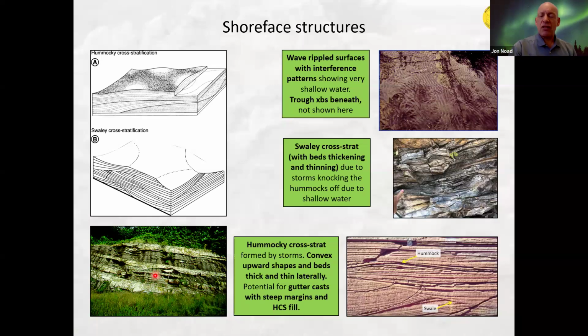So these are the characteristics, I've already mentioned them, that will help you to identify each of those settings. But what you should be looking for is convex up. You can immediately say we're in a storm setting here. And those hummocky cross stratification, that was only recognized in the 1970s, so it hasn't been around that long.